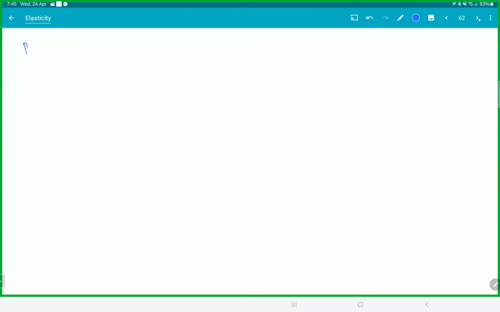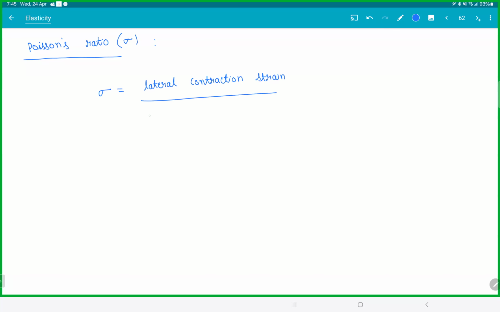Next thing is Poisson's ratio. It is mostly just theory. The symbol is sigma. Till now, we are saying force is applied and the length is increasing. Great, but we also observe the radius changes. So we define something called sigma, which is Poisson's ratio. It is lateral contraction strain by longitudinal elongation strain.